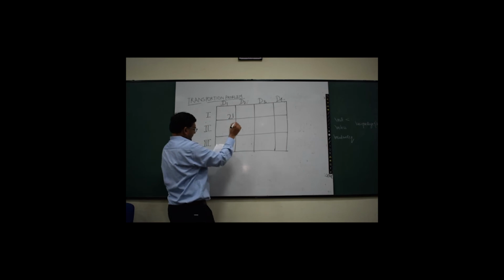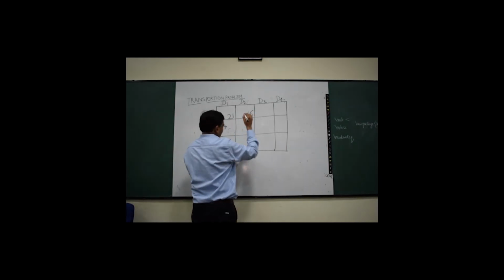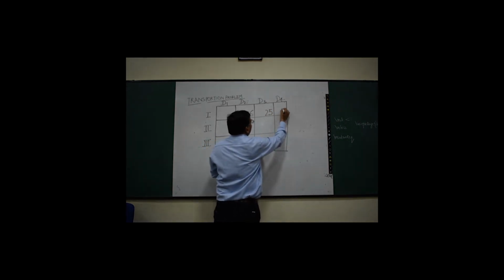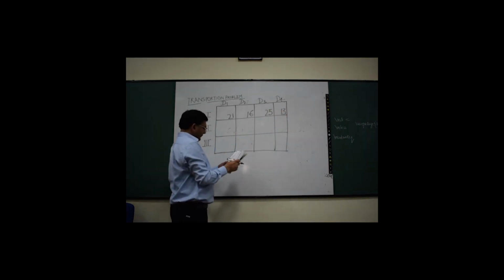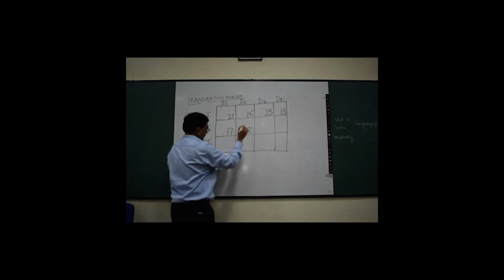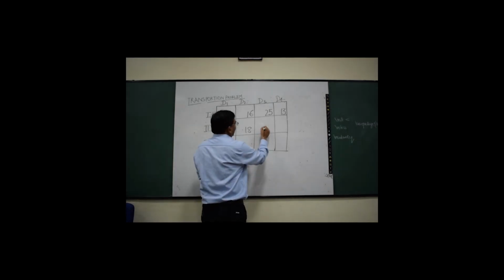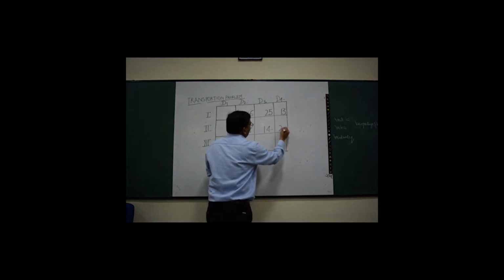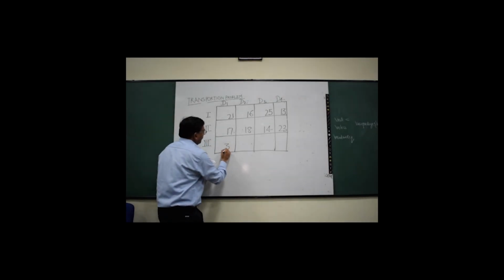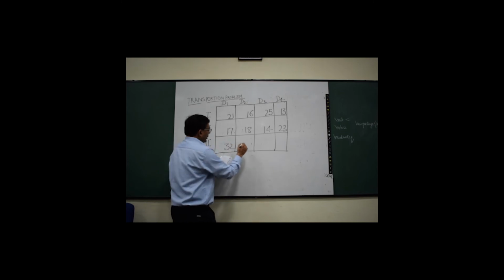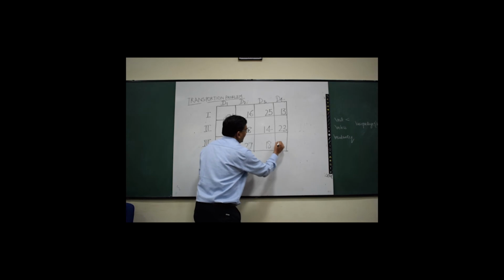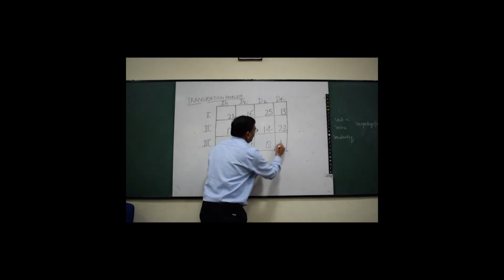Again, the per unit cost in each cell is given as 21, 16, 25, and 13, 17, 18, 14, 23, 32, 27, 18, 41.